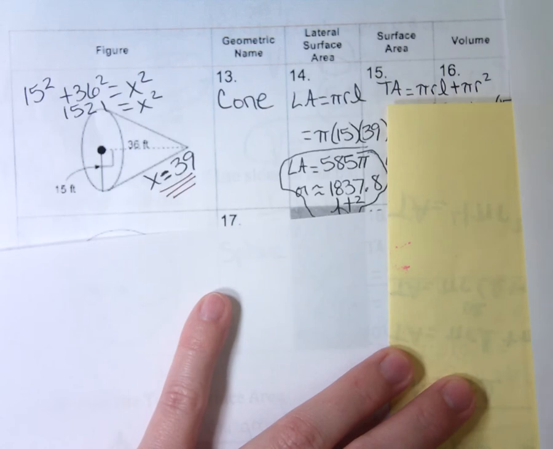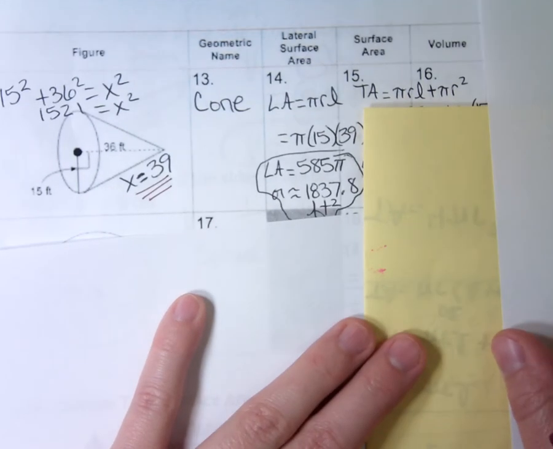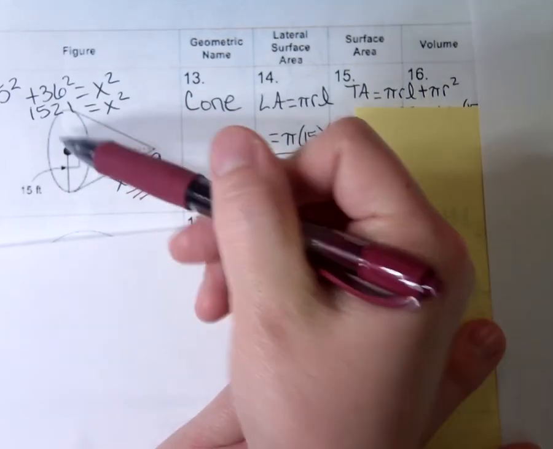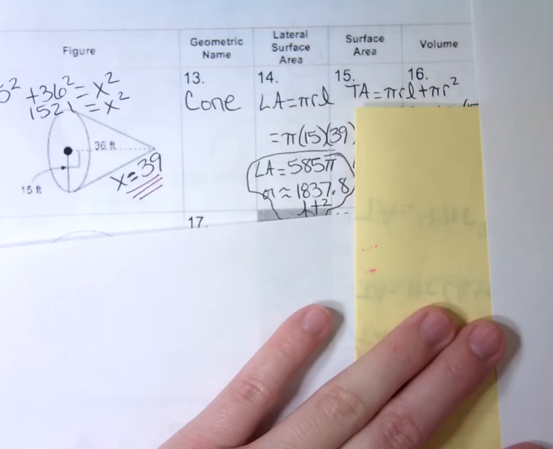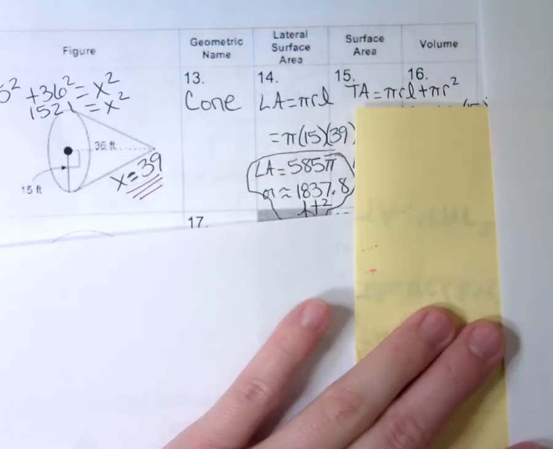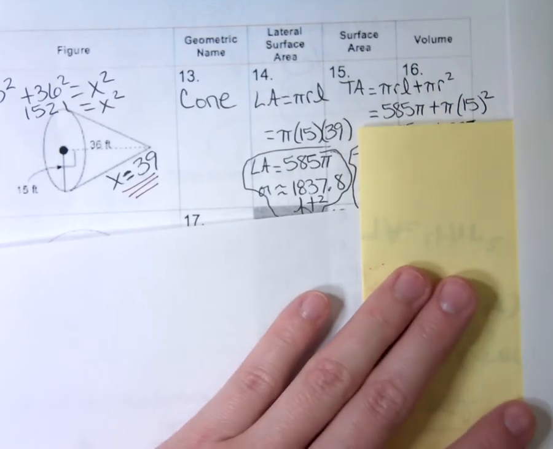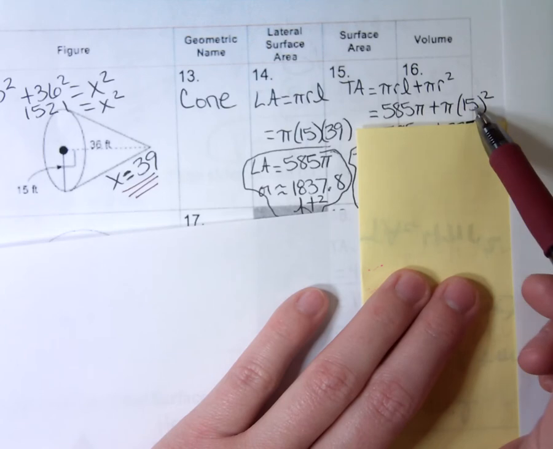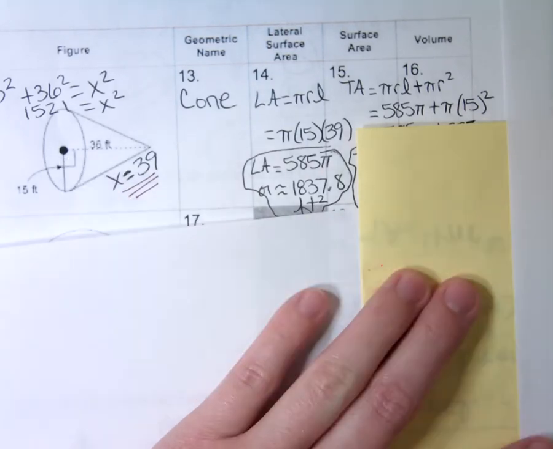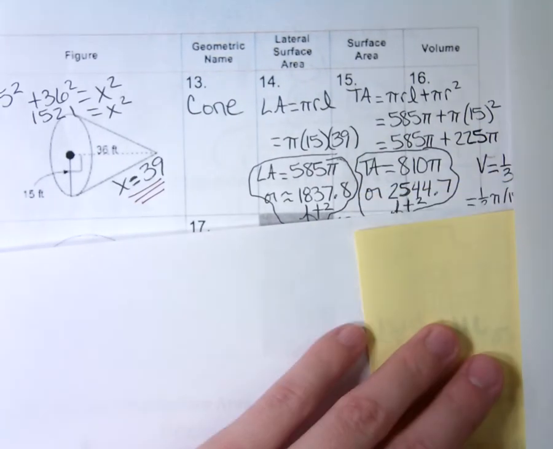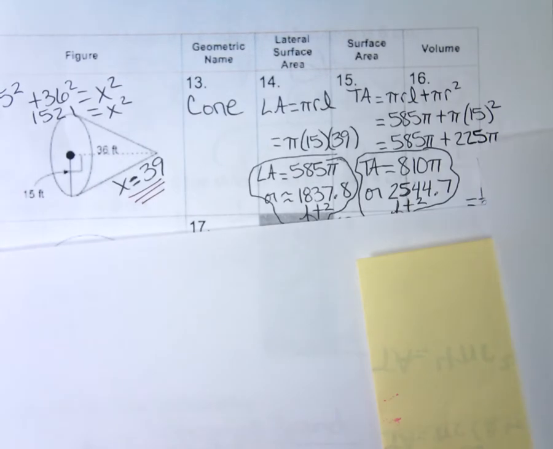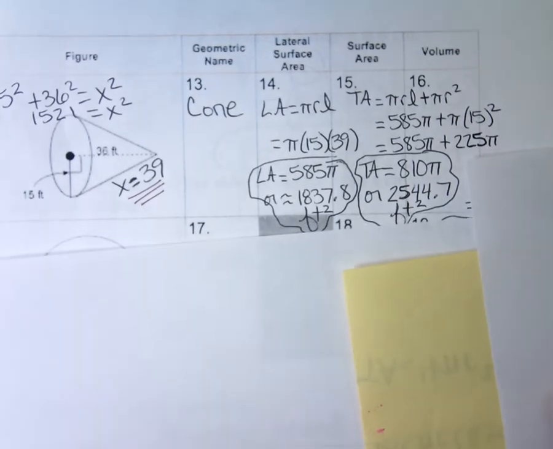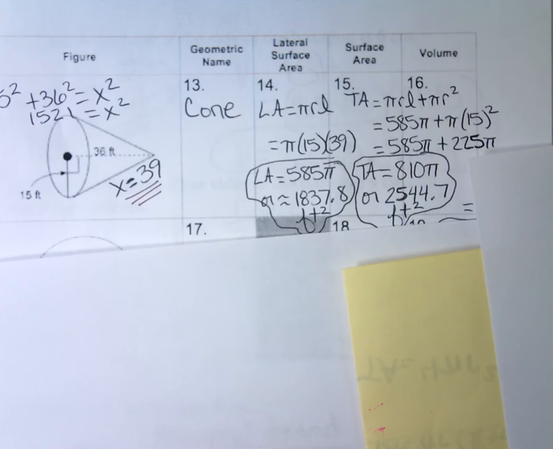Okay, total surface area. We'll take the lateral surface area and add in the area of the base, which is a circle, so pi r squared, and I already know my radius is 15. So I just put in my lateral surface area answer there, and then pi times my radius squared, and the radius is 15, and that makes 810 pi, or approximately 2,544.7.